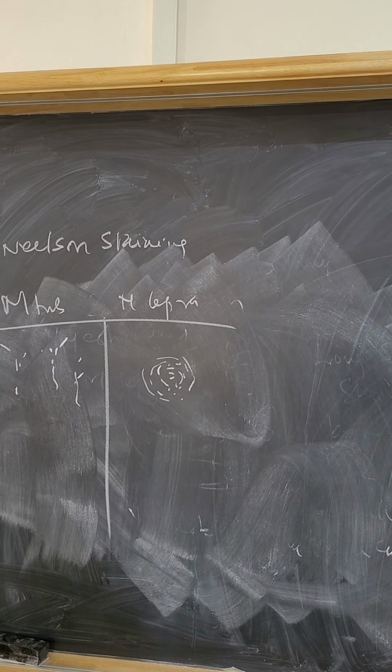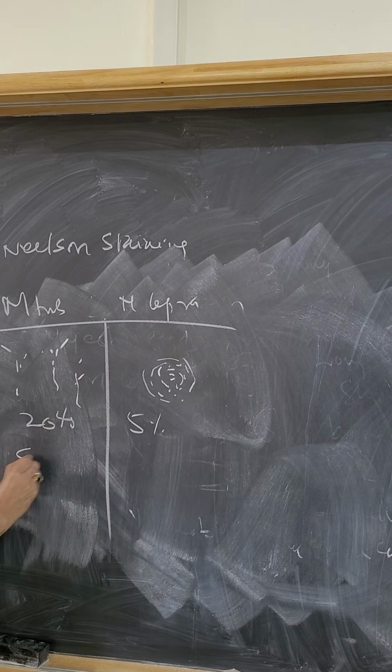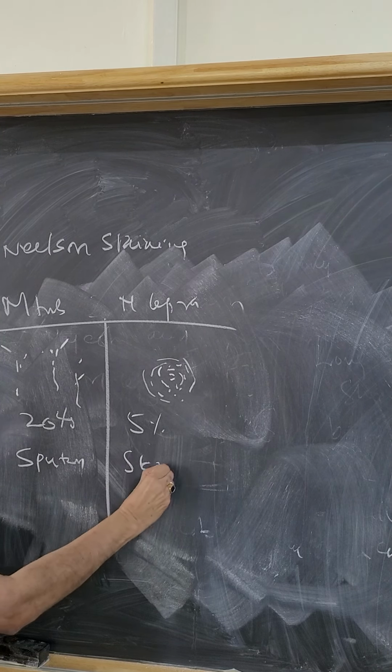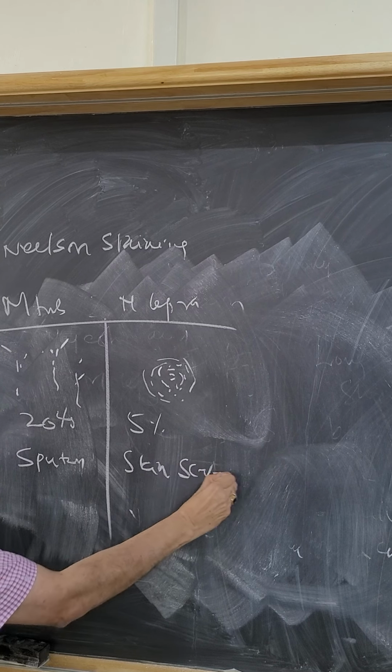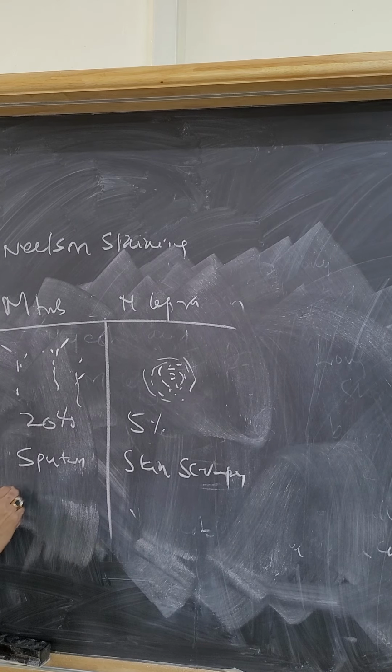This is 20% acid fast. This is 5% acid fast. For tuberculosis the sample is sputum; for leprae it is skin scraping. Tuberculosis can be grown in LJ medium.